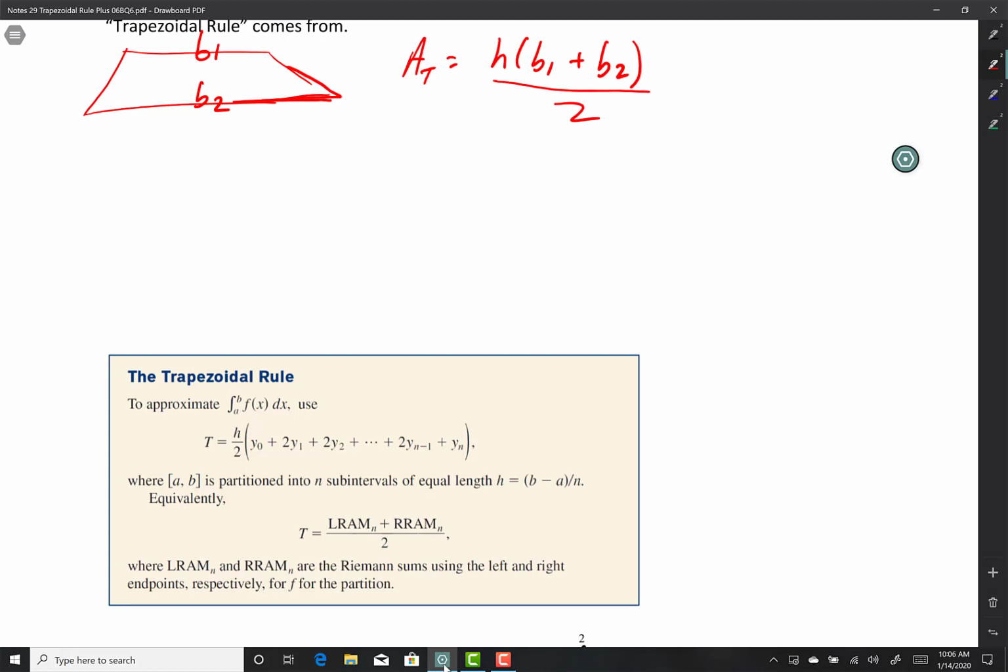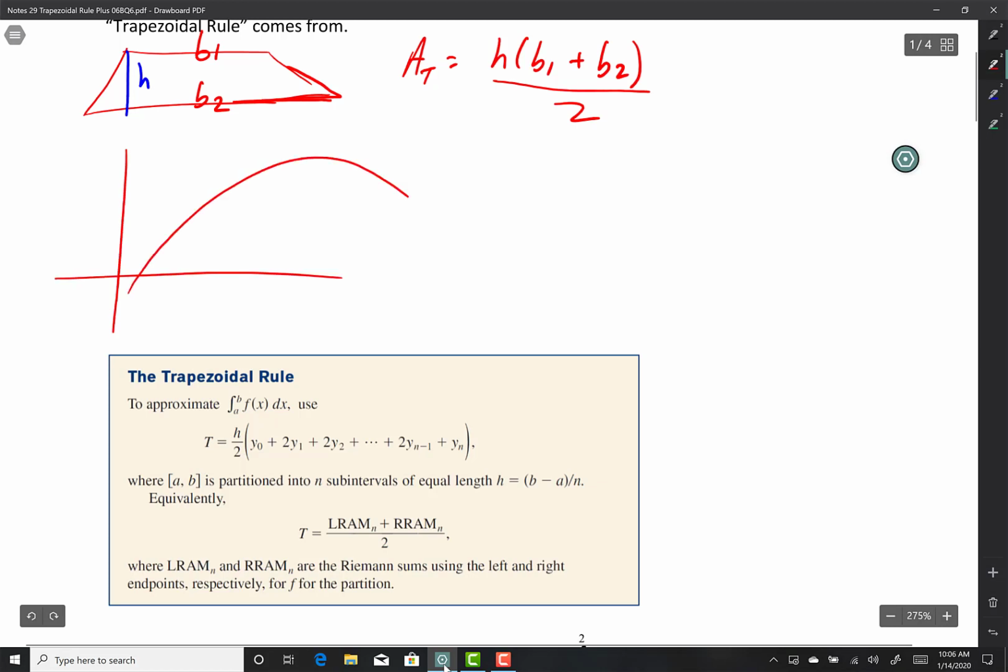Now our trapezoids are not going to look like this. Well, kind of, but here's the height. So our trapezoids are going to look like this, guys. Let me draw some random graph. Okay, I'm going to draw some trapezoids. That's not the trapezoid. There's the other end, right here. See? That's a trapezoid.